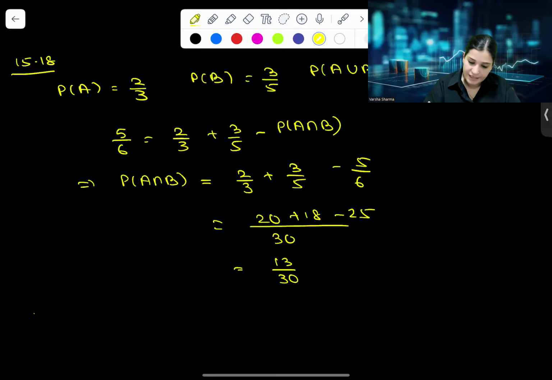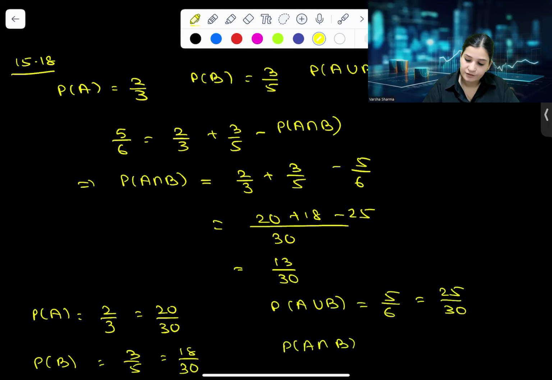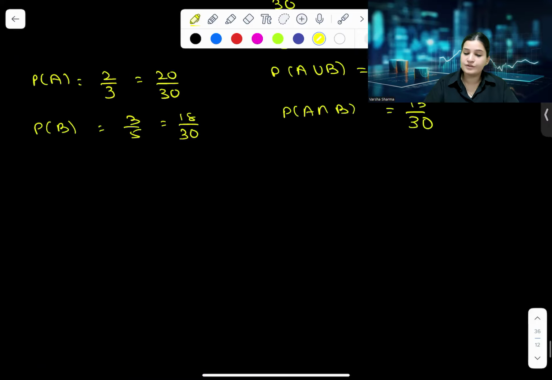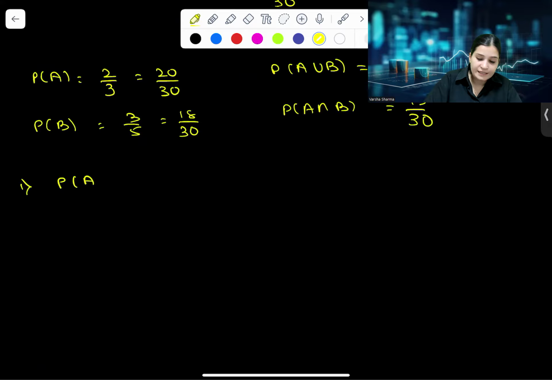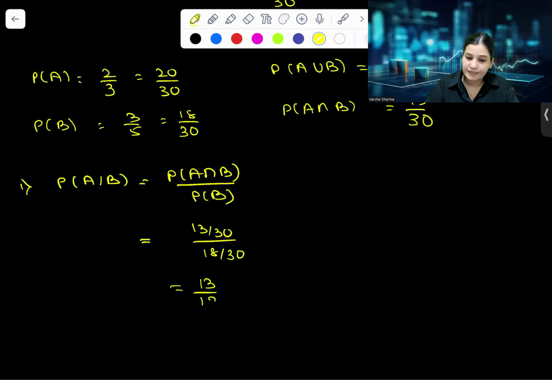I'm writing everything in denominator of 30 so that it's easier to do the calculations. So B is 18 by 30. Probability A union B, 5 by 6, is 25 by 30. Intersection is 13 by 30. Now we will use them. First is probability A given B. What would be the formula? Probability of A intersection B by probability B. So A intersection B, 13 by 30, B 18 by 30, 30 gone, 13 by 18 is the answer.